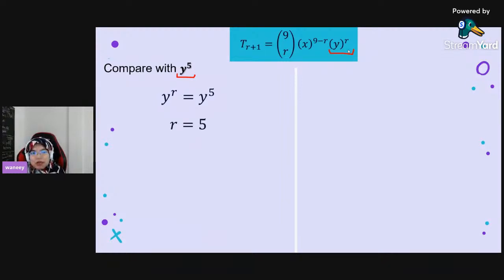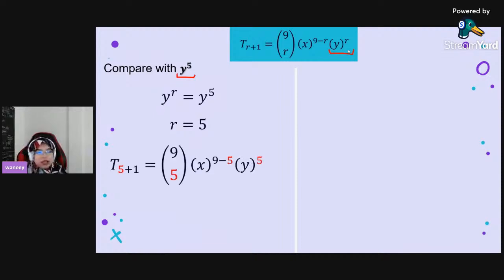Once we know r is equal to 5, you can easily substitute into the formula above. So T of 5 plus 1 is 9C5, x to the power of 9 minus 5, y to the power of 5. Then simplify them. Do check using your calculator what is 9C5. So T6 is equal to 126 x to the power of 4, y to the power of 5.